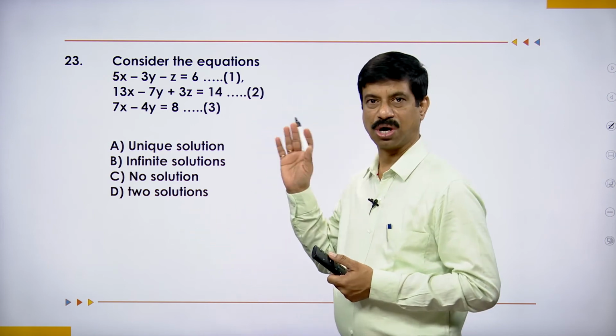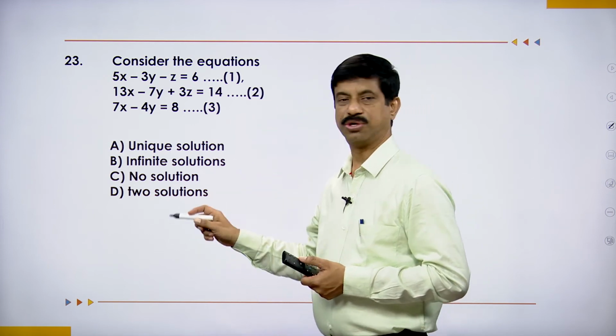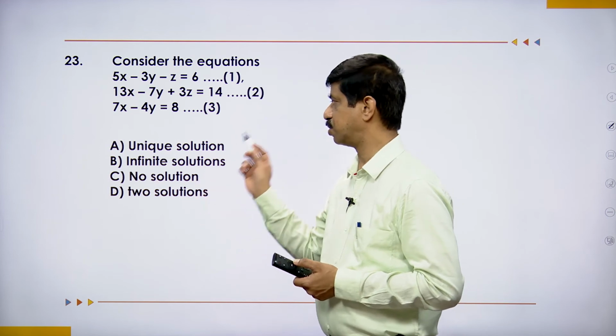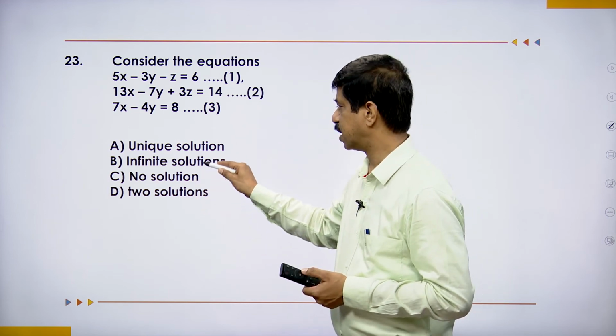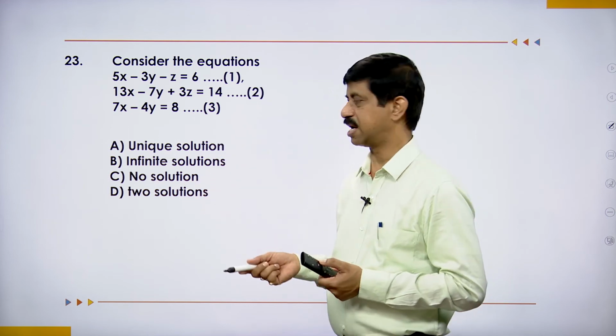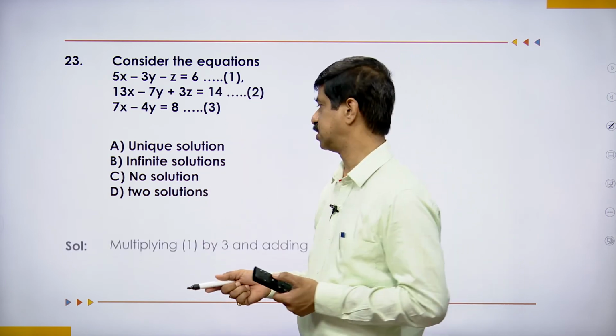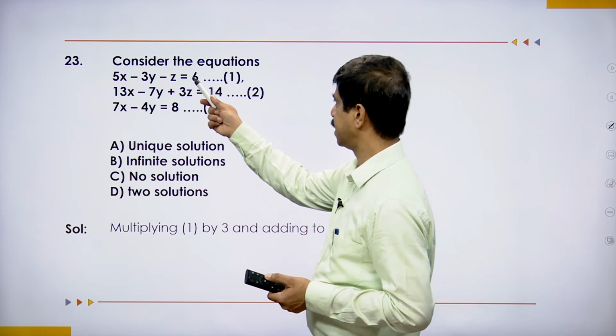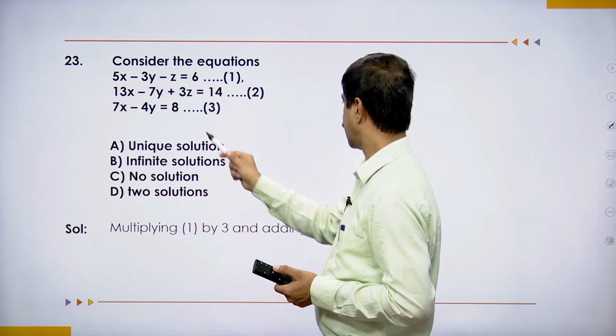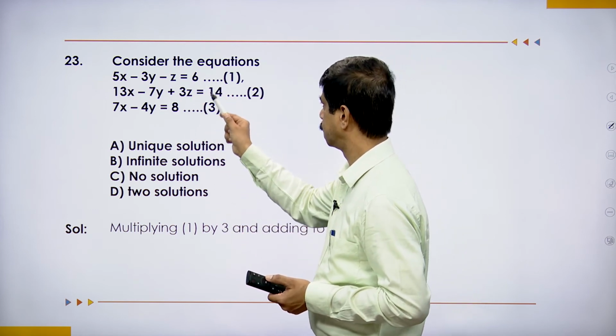We know the condition already, we have mentioned. Infinite solutions also we have mentioned. No solution also we have mentioned. If these two conditions are not satisfied, then definitely it will have a unique solution. So two solutions we should see based on the situation. So multiplying 1 by 3 and adding it to 2.